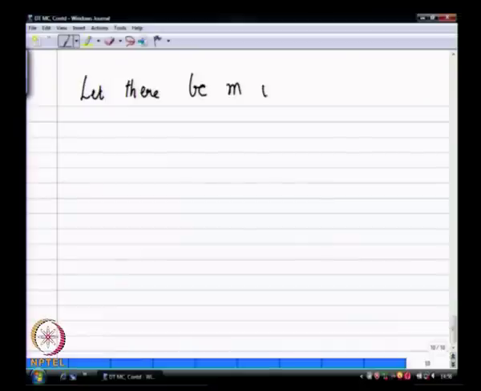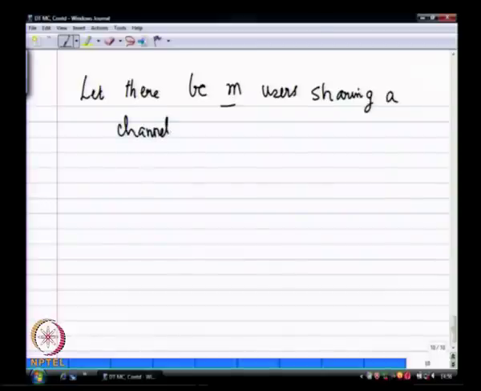M users sharing a channel, slotted aloha. So M is the input, and a couple of other probabilities are also given as input. So we are trying to model the system behavior.